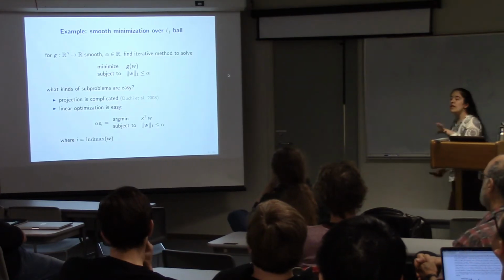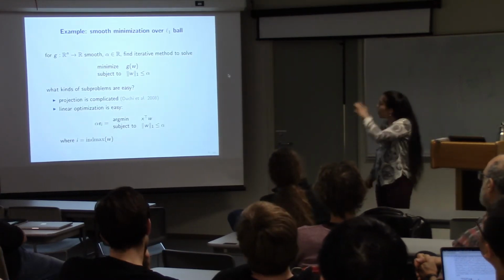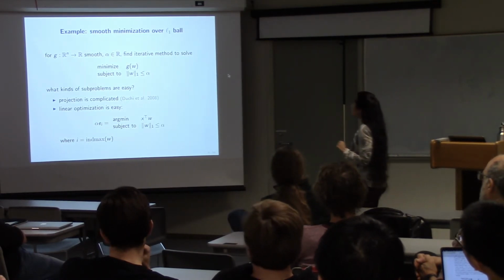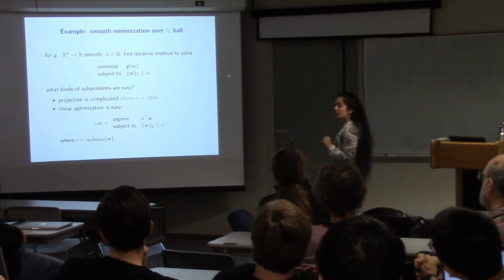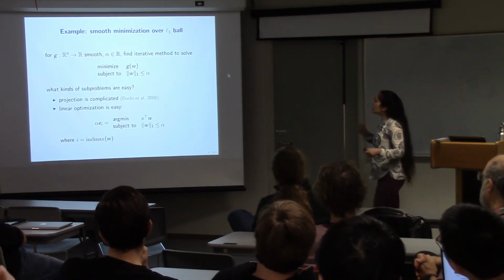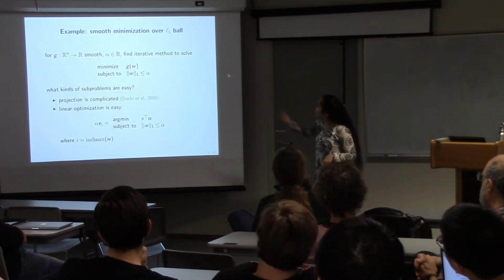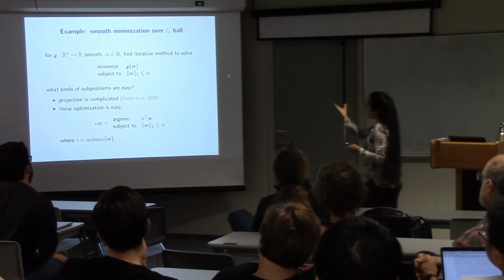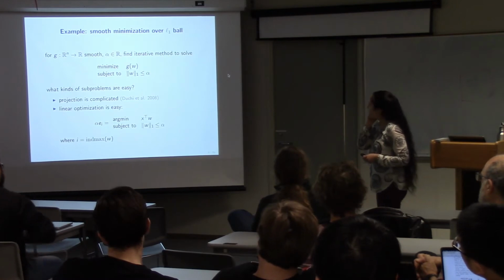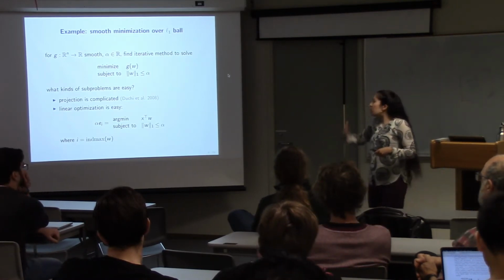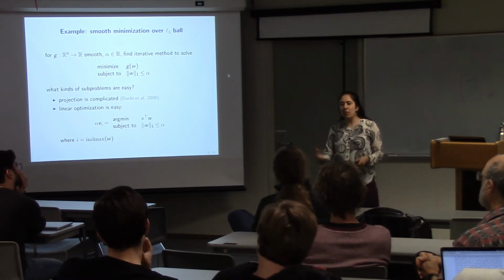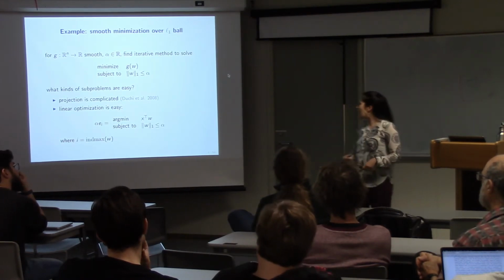So let me give you an example. Suppose that we're trying to minimize a smooth function g. And we've got some parameter alpha, it's a real number. And we want an iterative method to solve this problem. We want to minimize g subject to a one-norm constraint on w: the sum of the absolute values of the coefficients of w is bounded by alpha. So iterative methods solve some kind of subproblems inside. You're going to do a lot of them, so you want them to be easy and fast.